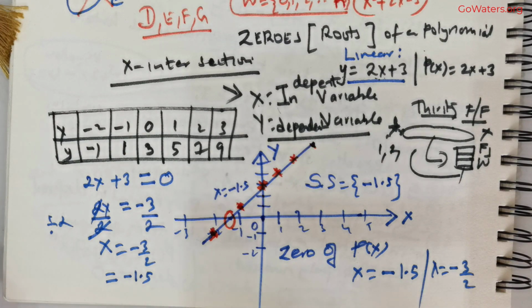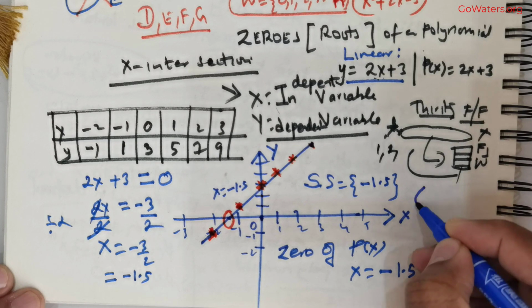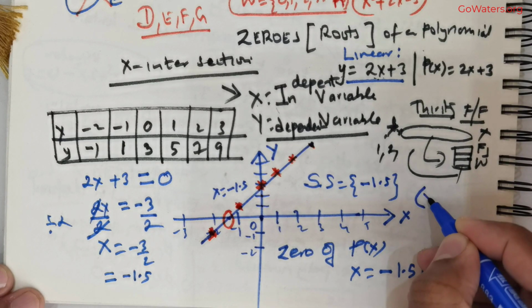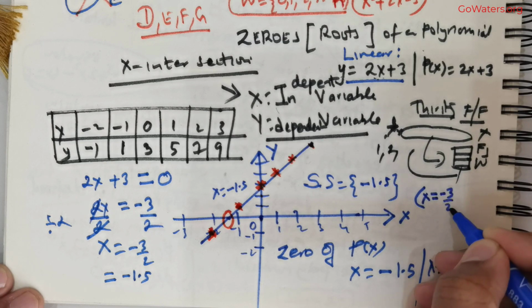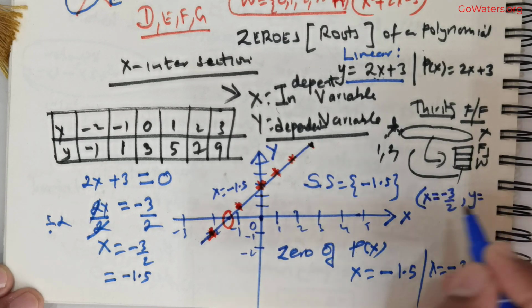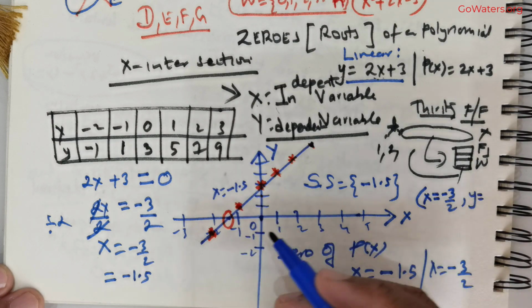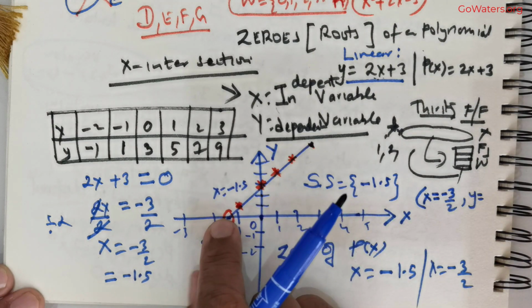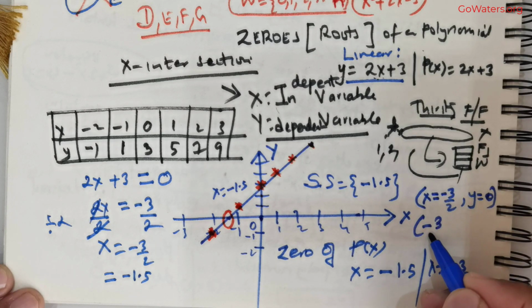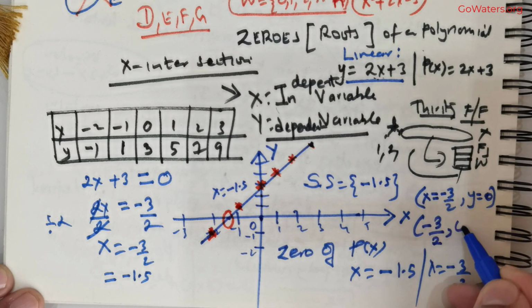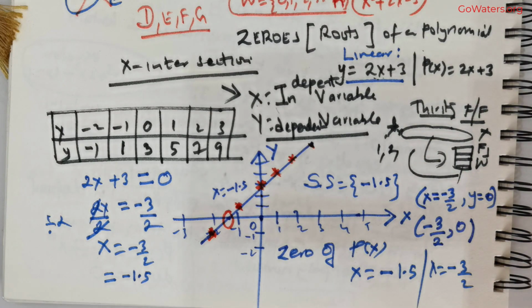Now they might even ask you to give the ordered pair. If they are asking for an ordered pair, you have to give two values: the value for x and the value for y. So when x is equal to negative 3 over 2, what is the value for y? I don't see any y at all; I only see the value of x. So y is equal to 0. The ordered pair in this case is going to be negative 3 over 2 comma 0. So that is the solution. So the function actually becomes 0.